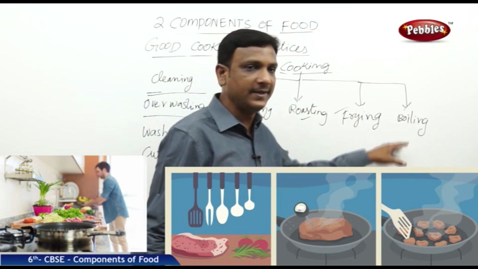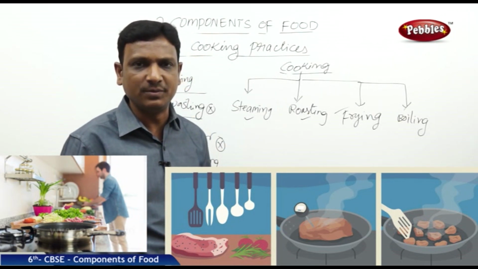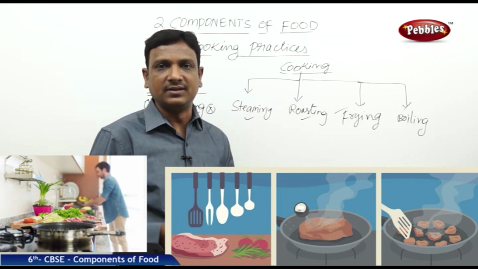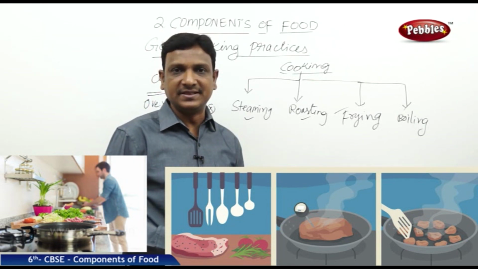The next one is boiling. So many items you can boil. As I told you, potato, sweet potato, groundnut, rice, number of items that can be cooked by boiling in water or in steam. So that is the best practice.